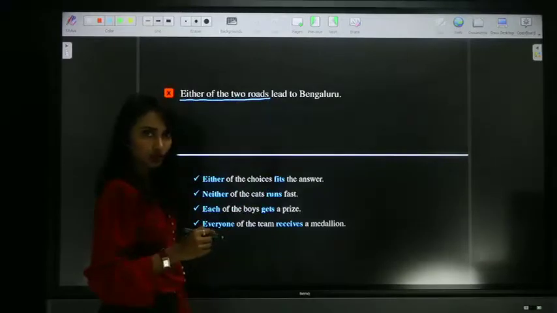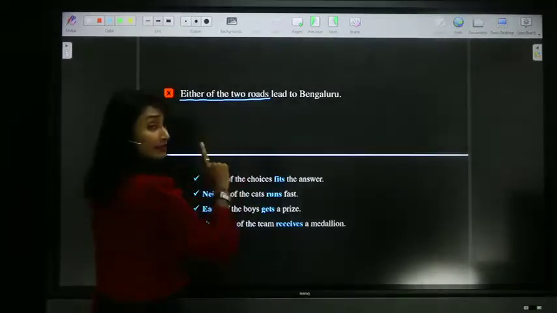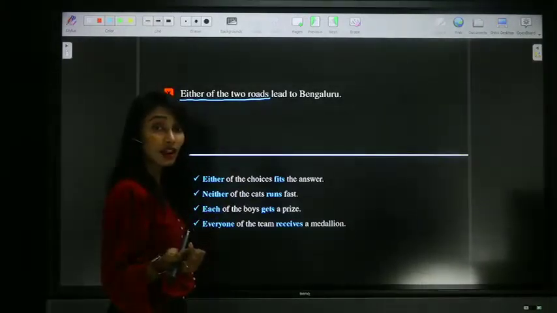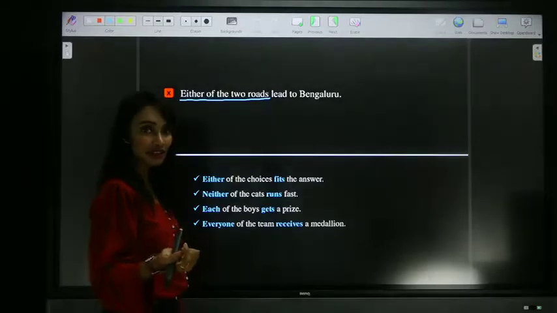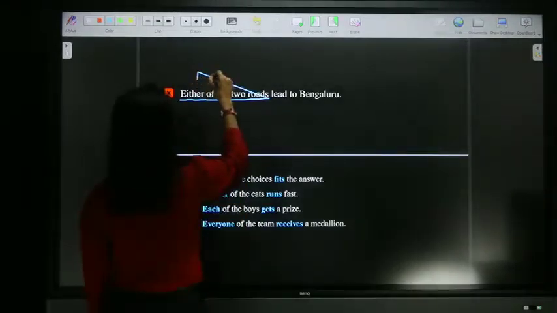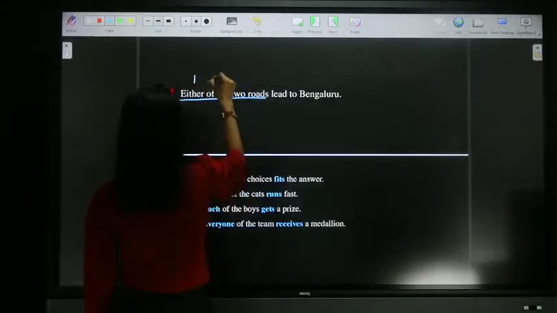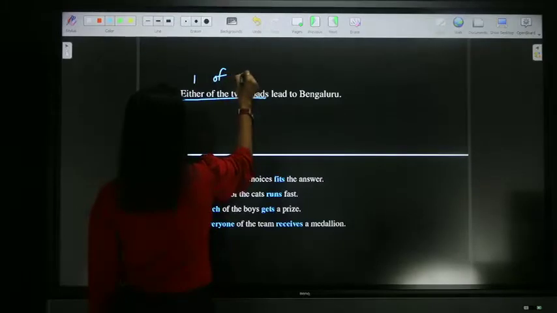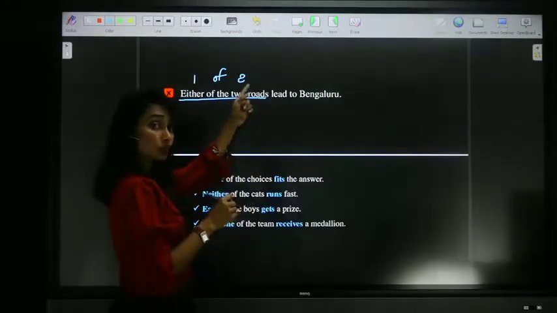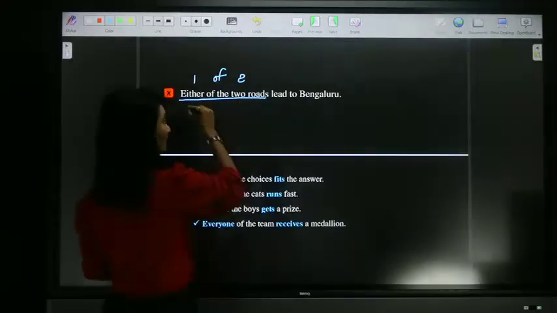Either of the two roads. How many roads are we talking about? Either, neither, each, every, any, none. These are all distributive pronouns. There we have discussed the uses of either. Either talks about one of two, right? So how many roads? Two roads. How many roads are we mentioning? One out of two. Either of the two roads.